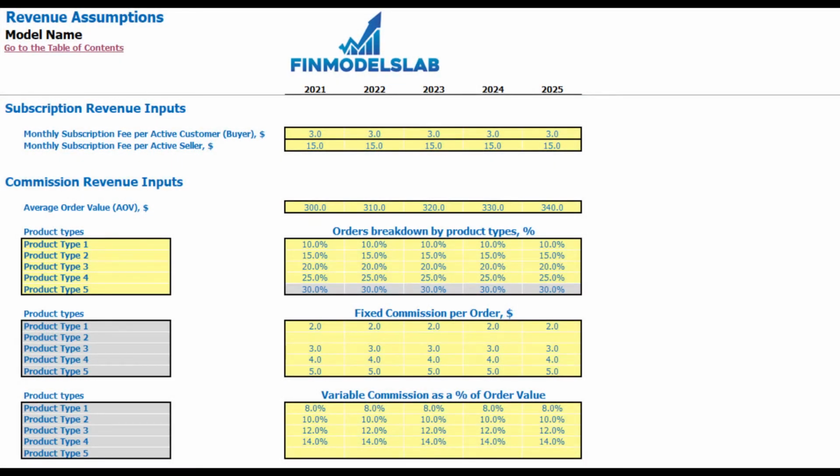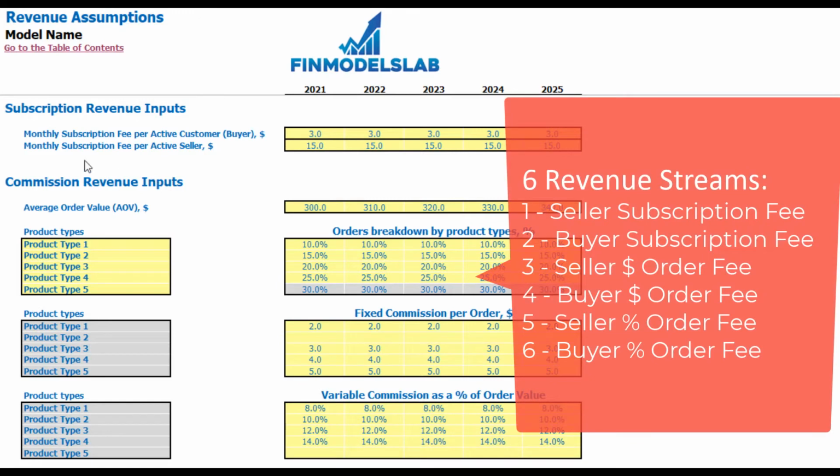On the revenue assumptions tab, you may set up the main revenue drivers for two revenue streams, which are subscription revenue and commission revenue. If you don't have one of these revenue streams, you can just clear the drivers and you will have, for example, commission revenue only in this case. Or you can clear all the commission revenue inputs. In this case, you'll have only subscription revenue.